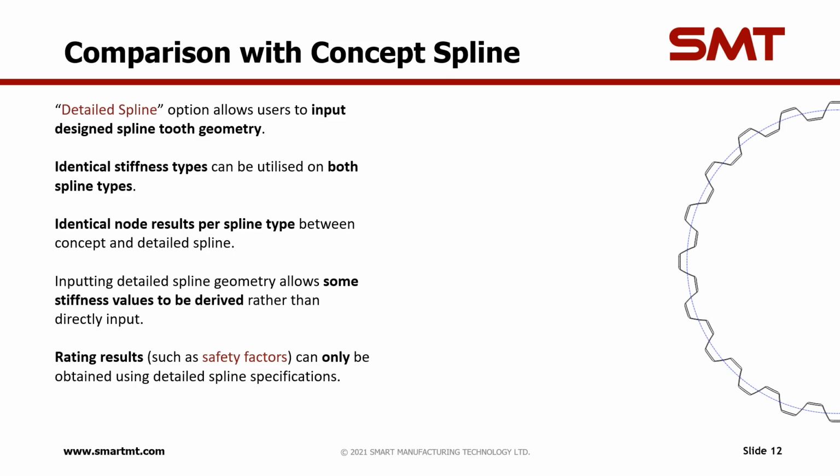The node results per spline type are identical between the concept and the detailed spline. The main difference is that inputting the detailed spline geometry, so we're actually inputting the tooth geometry, that allows some of the stiffness values from that spline to be derived rather than be directly input. So the stiffness values that we can derive from having that geometry, we will get MASTA to calculate rather than having to specify.